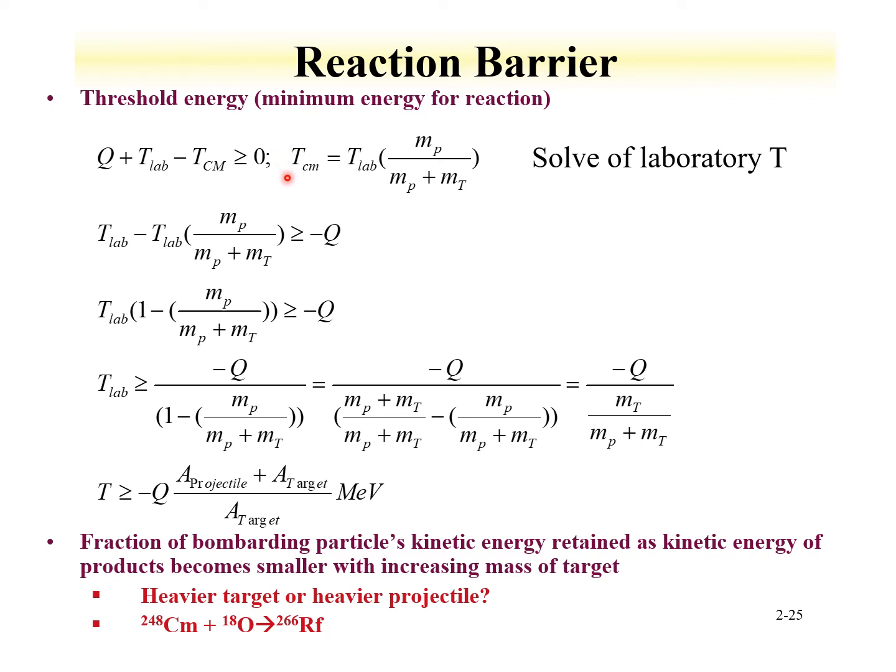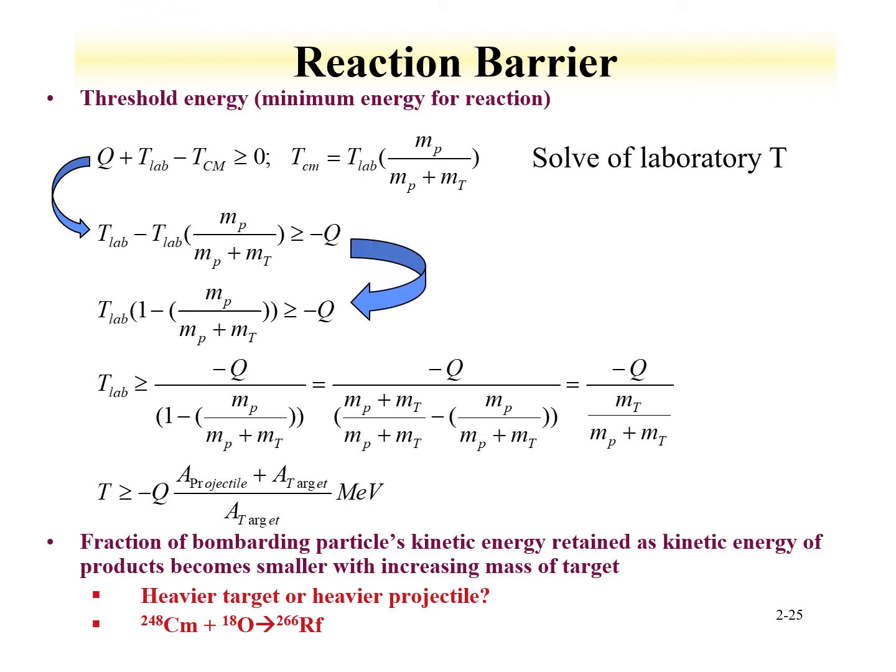We can solve for terms related to the relationship between the center of mass kinetic energy and the laboratory kinetic energy. So we substitute the kinetic energy of the center of mass with the laboratory kinetic energy times the ratio of the mass of the particle divided by the sum of the particle and target. We come up with the rearranged equation, which is listed here. We've put the Q value onto the other side of the equation. We take the kinetic energy of the lab term out.